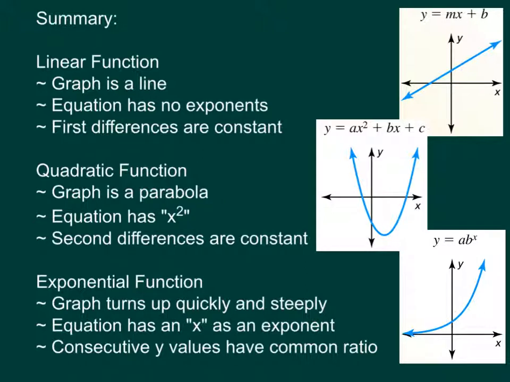And finally, for an exponential function, the graph turns up quickly, steeply, as you can see there. The equation has an x as the exponent, and the consecutive y values have a common ratio when using a table. So I hope this summary is helpful in keeping track of what you learned today, and I hope that all of this makes sense.